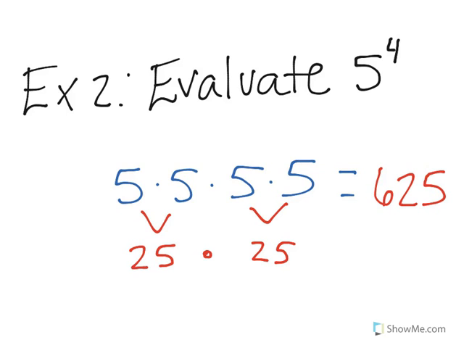So how I evaluate 5 to the 4th power, I know my big number, or my base, is 5, and my exponent is 4. So I'm going to multiply my base 4 times. So 5 times 5 times 5 times 5, which is 625.